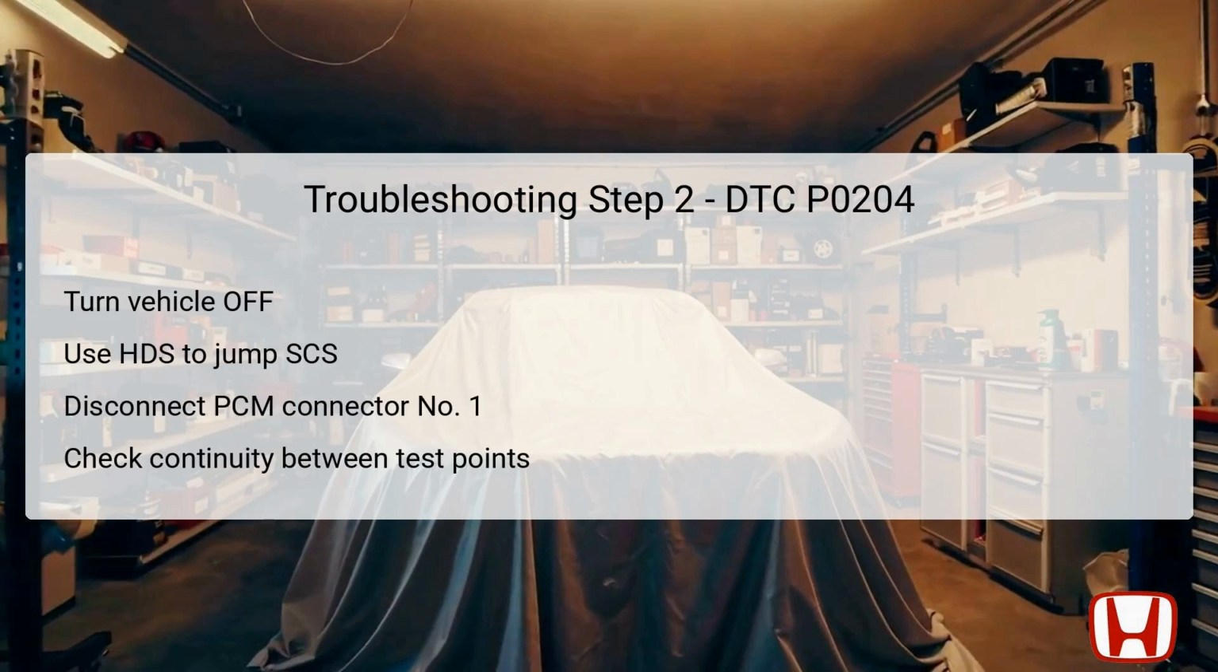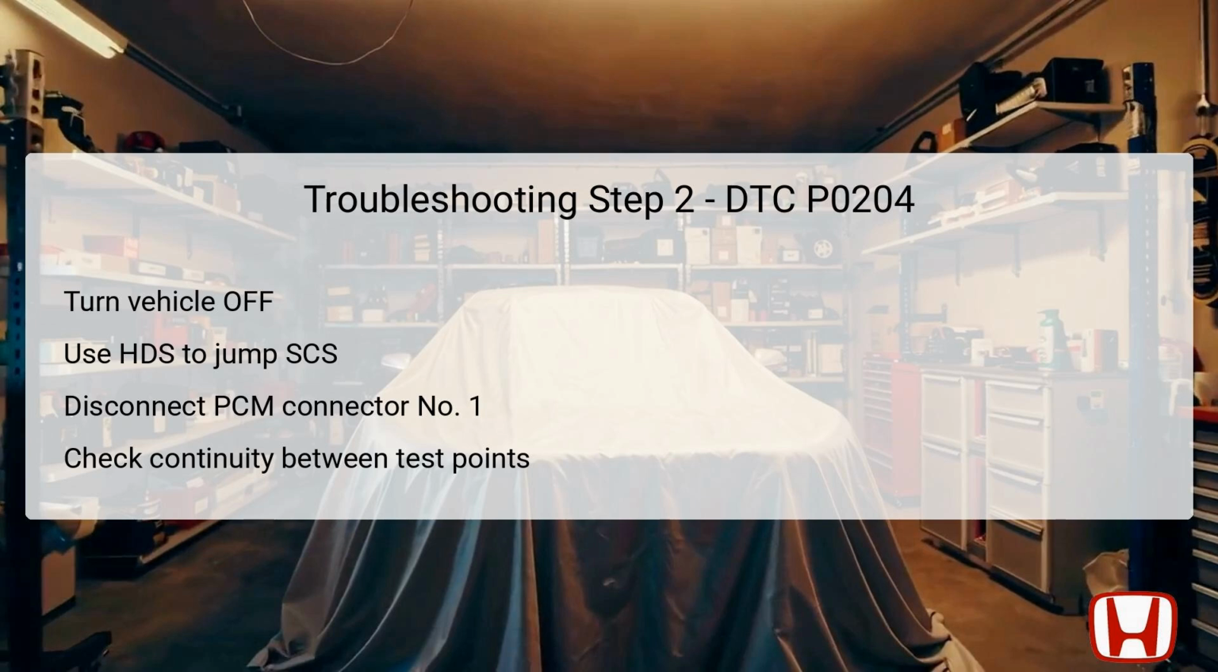In the second step, first turn the vehicle to the off lock mode. This is crucial to safely perform electrical checks without risking damage to the vehicle's systems. Next, utilize the HDS to engage the short circuit, SCS, line and wait for more than 1 minute. This step ensures that the electrical system is correctly reset.